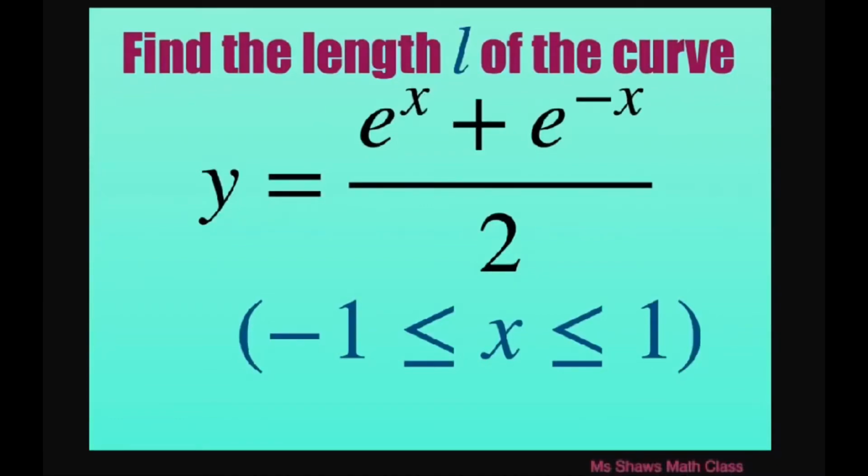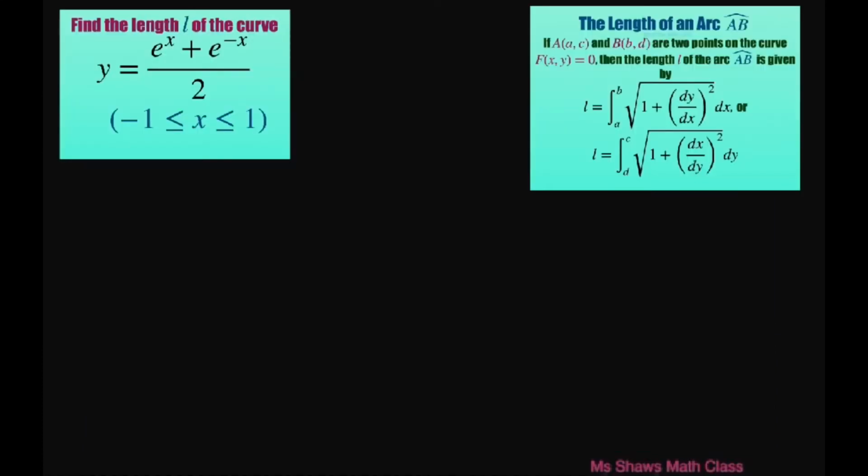Everyone, we're going to find the length of the curve for y equals (e^x + e^(-x))/2 over the interval -1 to 1. So basically we're going to use this formula, and we have y, so we want to differentiate our y with respect to x. That's going to give us (e^x - e^(-x))/2. And then you just use this formula here to find the length of the arc.